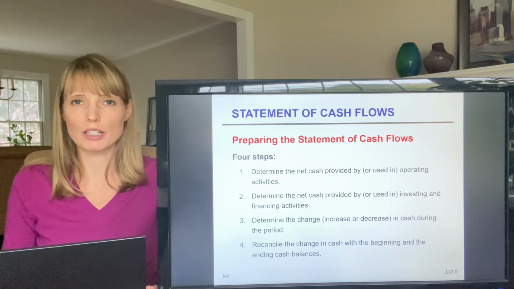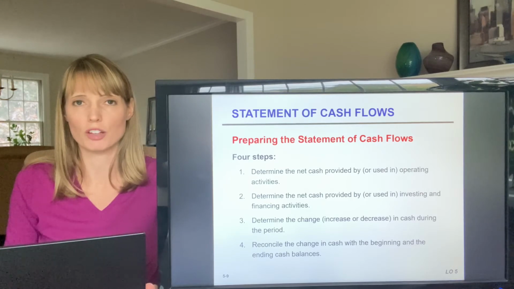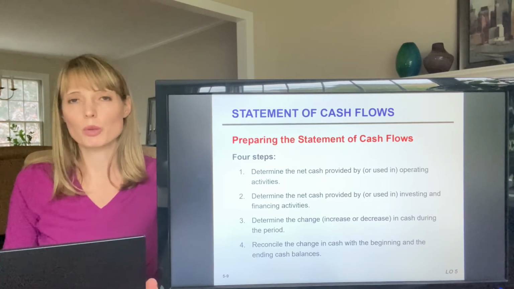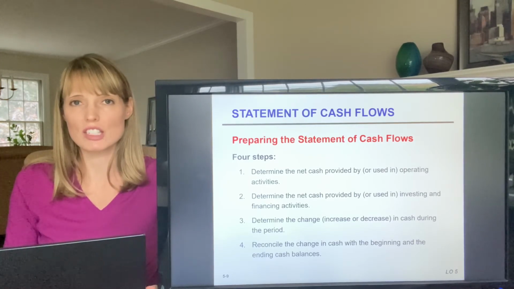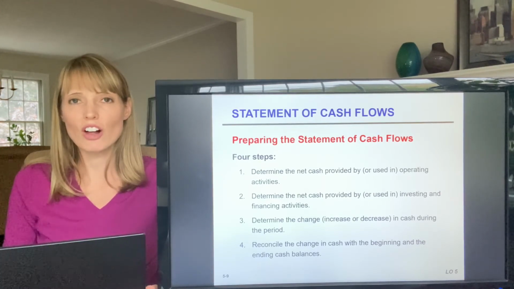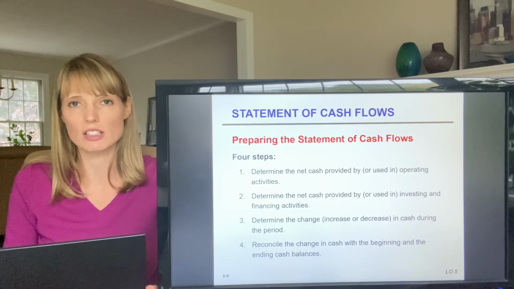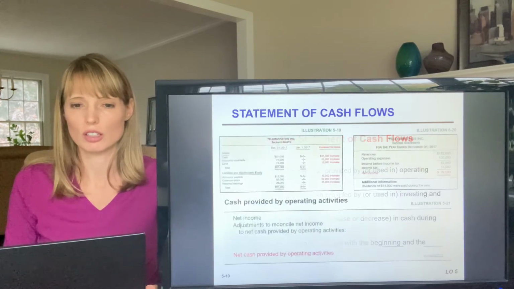Work on that operating section. Start with net income and then make your adjustments to get cash from operations. Then, more straightforward, is doing the investing section and the financing section. And finally, add all that up. Add your net cash from operating activities and your net cash from investing activities and your net cash from financing activities, and that will give you your net change in cash.